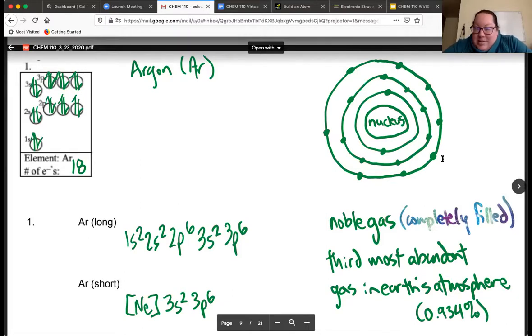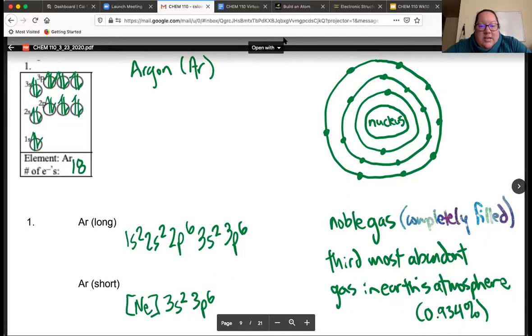We want stable. Stable is desirable. But this is super interesting. It's the third most abundant gas in Earth's atmosphere, but it makes up less than 1%. So how else might we represent the electrons in our orbital diagram?